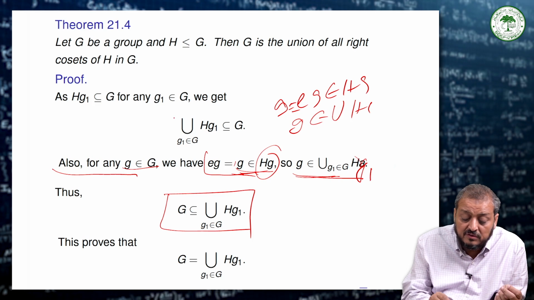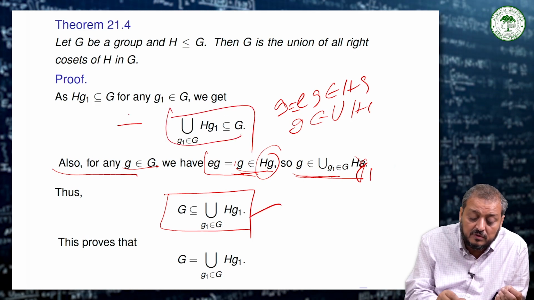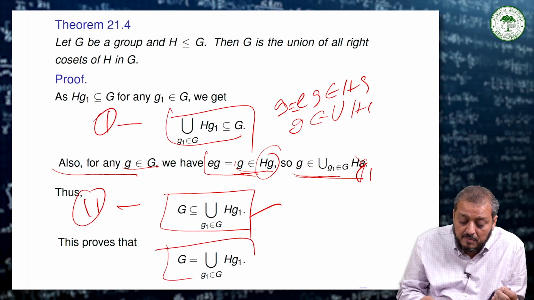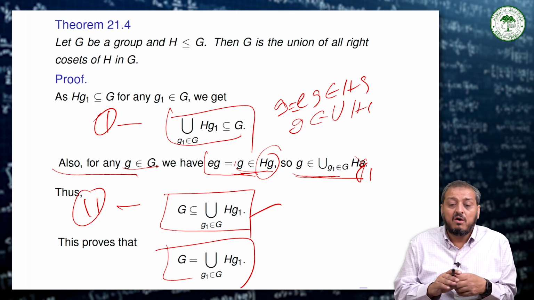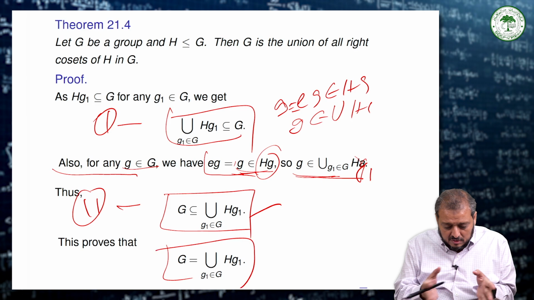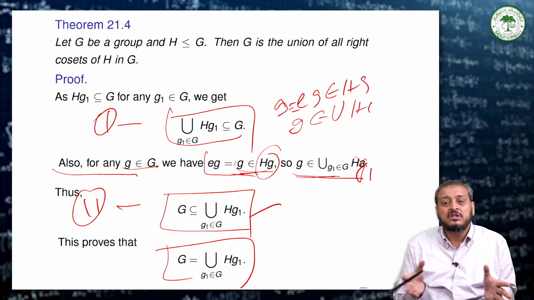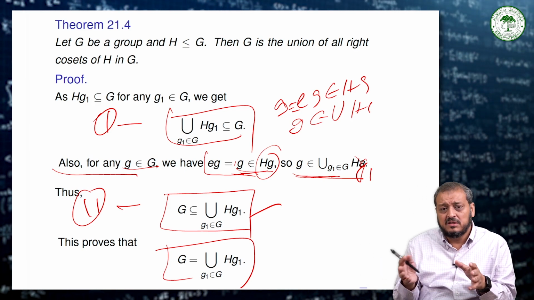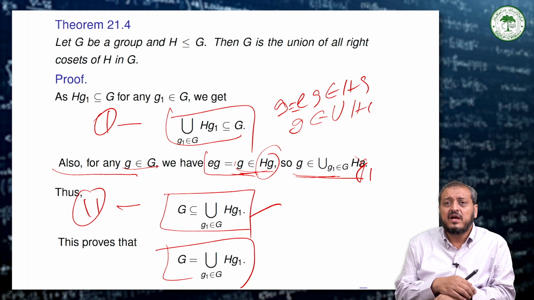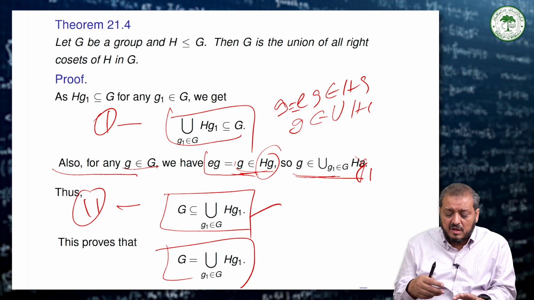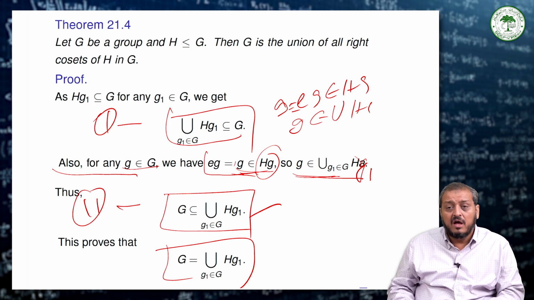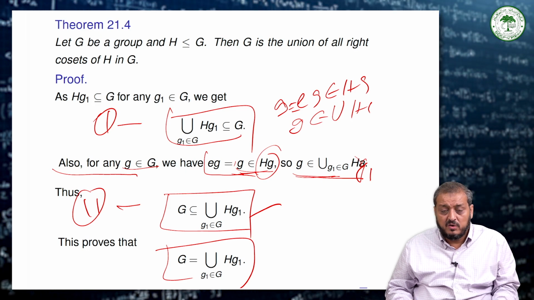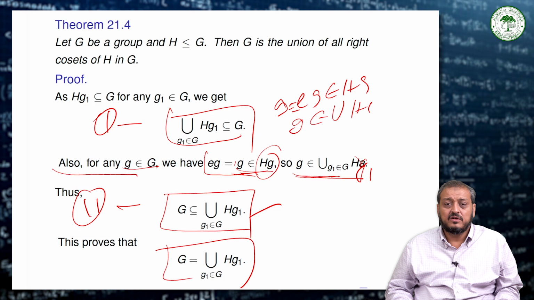So this proves that by this, and this is, suppose we have a 1, this is, suppose we have a 2. So from 1 and 2 we can say that G can be partitioned into the union of all the right cosets of the subgroup. So G is the union of all the right cosets of H in G. Similarly, we can say that G is the union of the left cosets of H in G. We can prove both results in similar fashion by using the definition.